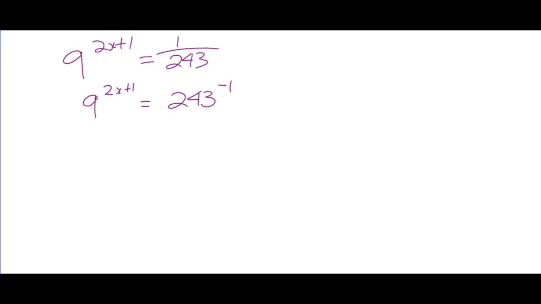243 to the power of -1. Right? We need to write it in exponential form, right? And it's a 1 over, so it's 243 to the -1. What's a common base between 9 and 243? So we can write 9 and 243 both as powers of, well, what's 9 a power of? 3. And what power of 3 is 9?